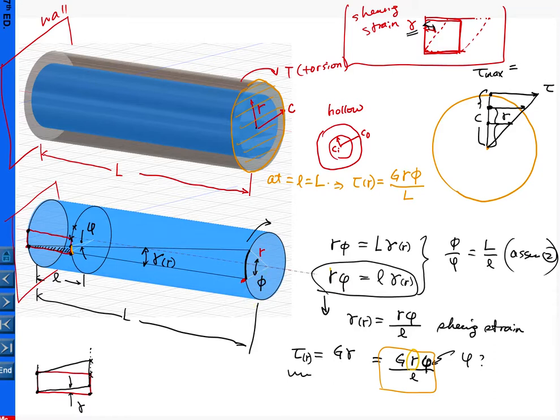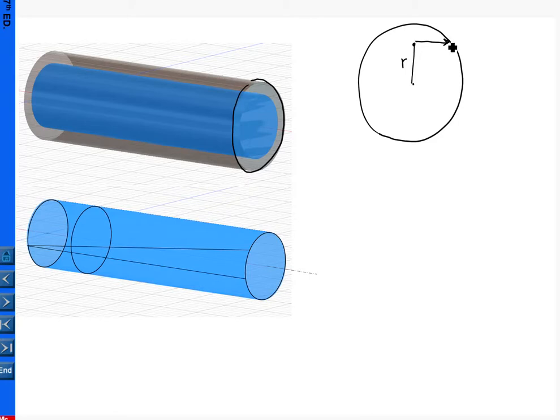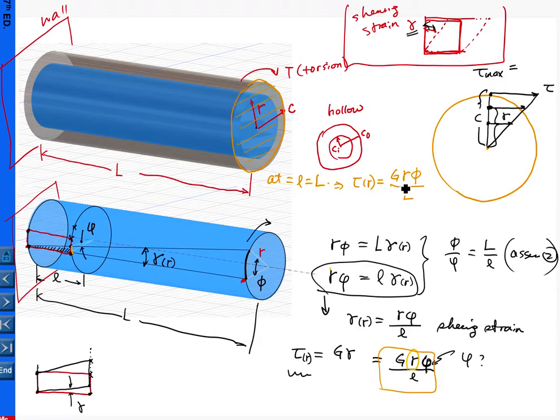So we move on to have more space to work on. Again, I pick this cross section here, and let me draw the distribution of the stress on this cross section. Basically, at any distance r, the shear stress is a function of r equal to g. What is that? So g r phi over L.